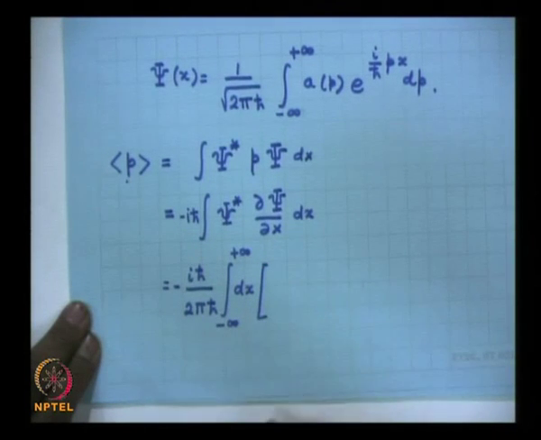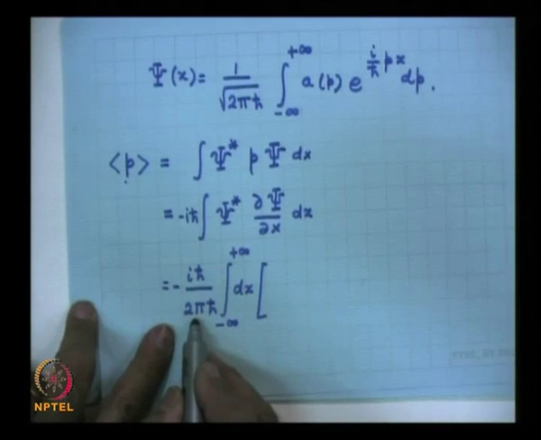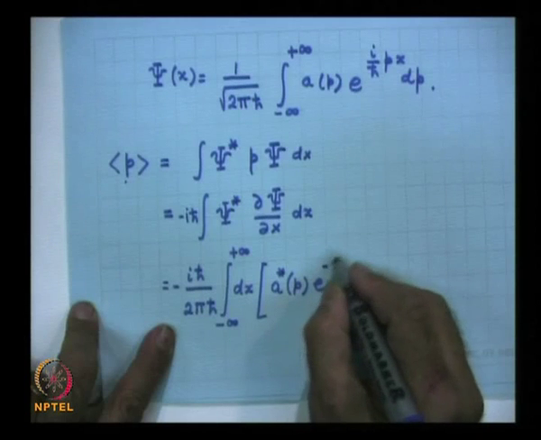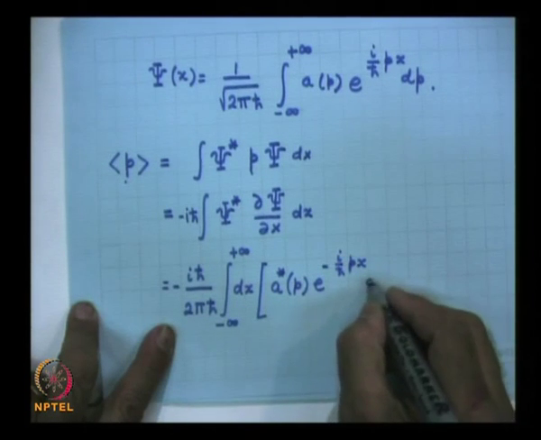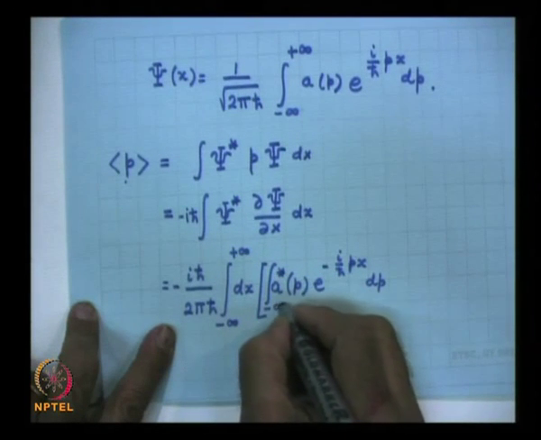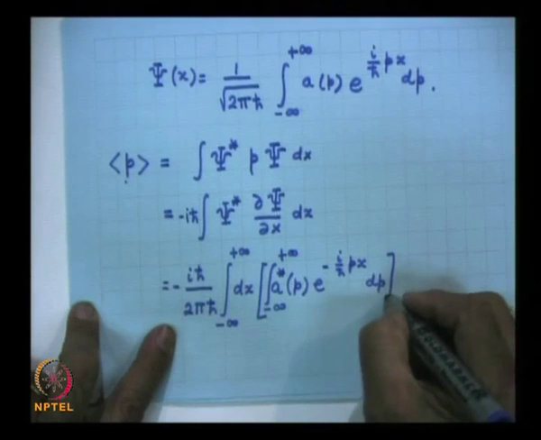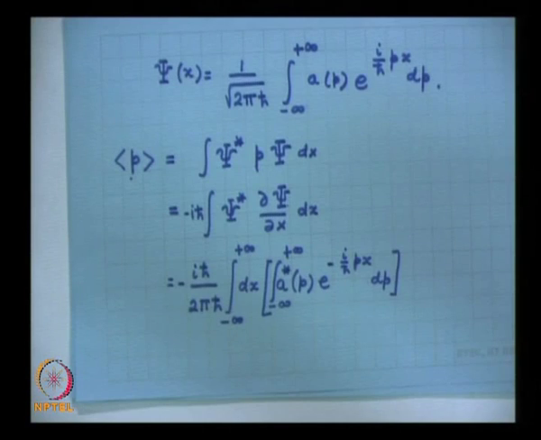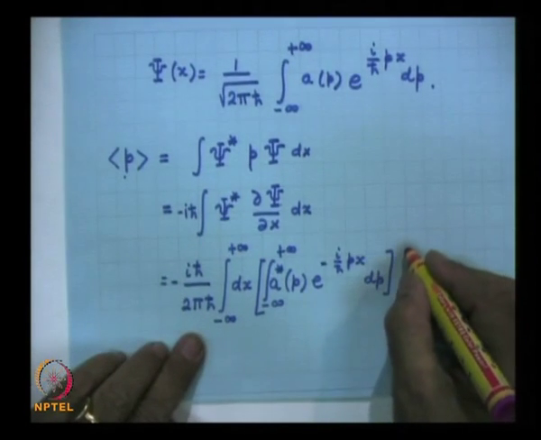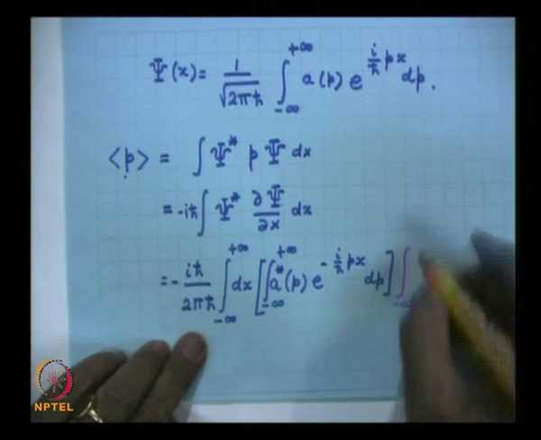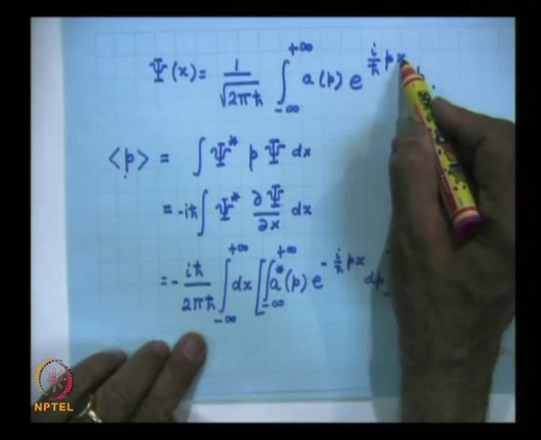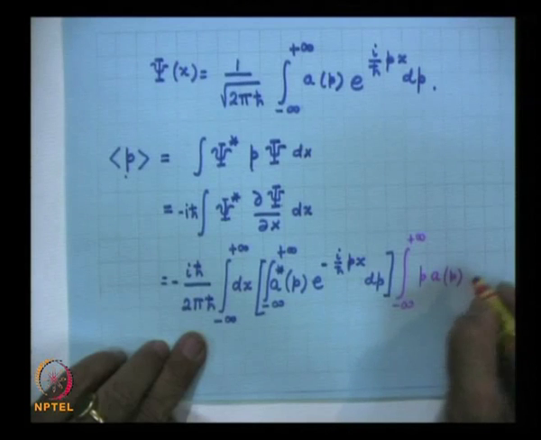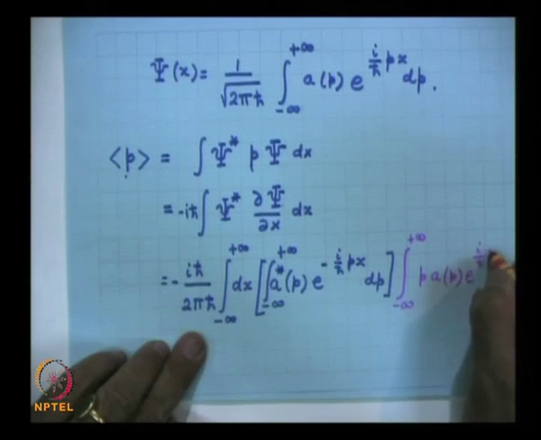Then we write down the expression for psi star. Psi star will be, 2 pi h cross I have already taken outside, so this will be a star p e to the power of minus I by h cross p x dp. The limits are from minus infinity to plus infinity. And then delta psi by delta x. Let me do it with a red pen. 2 pi h cross I have already taken outside, so I will have minus infinity to plus infinity. If I differentiate with respect to x, then I will get a p inside. So, I get p times a of p e to the power of I by h cross p x dp.